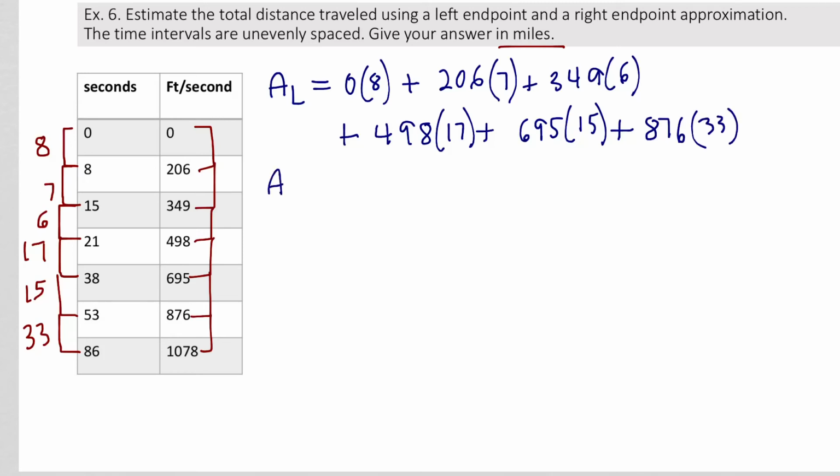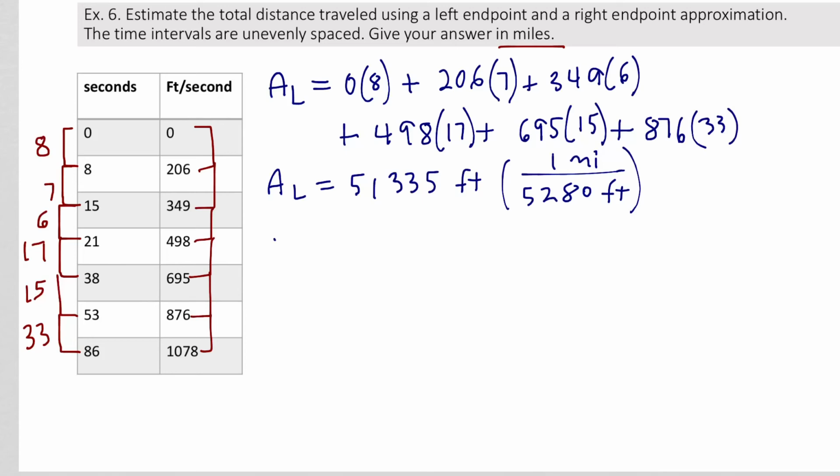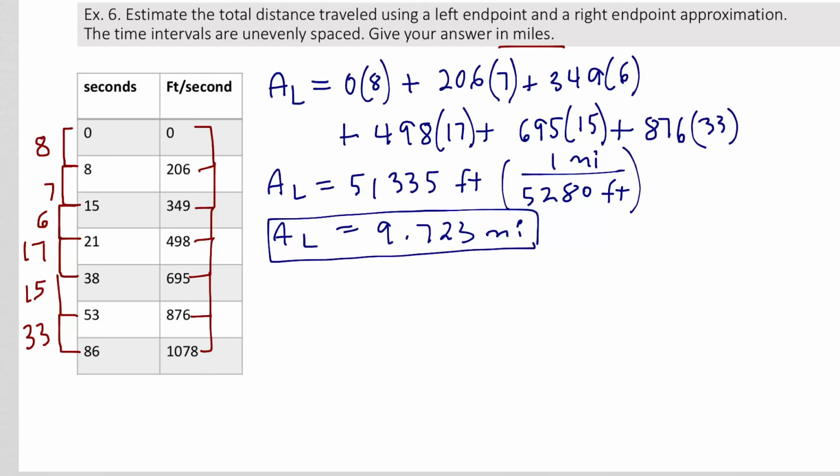So I add that all up and I get 51,335 feet. Convert that to miles, so that's 5,280 feet per mile, and that gives me 9.723 miles. All right, so that's my distance traveled using the left endpoint.